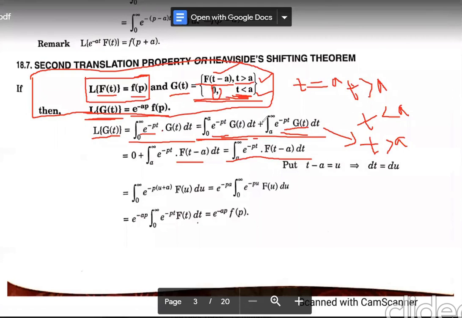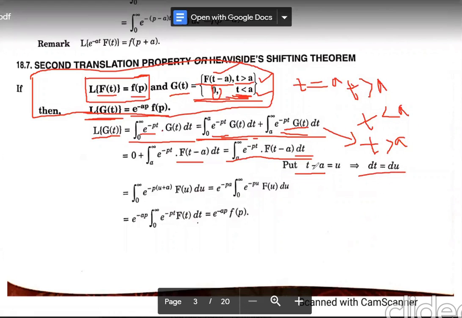Then what we'll do? We'll put t minus a is equal to u. So the variable t we are transforming to another variable, that is u. Then also this dt you have to transform in terms of du. So just differentiate both sides. So dt is equal to du.